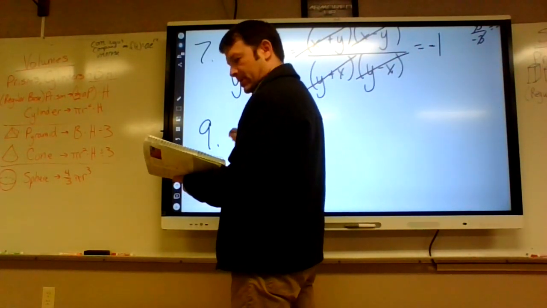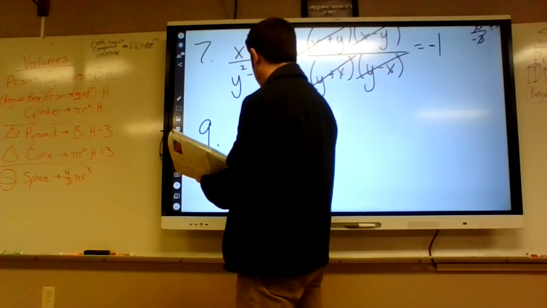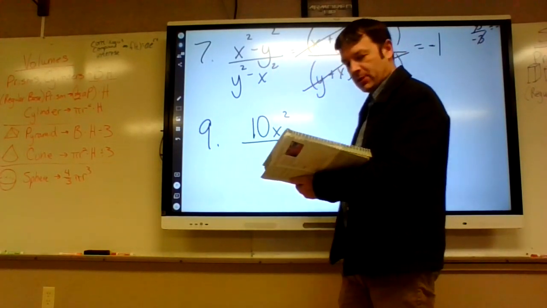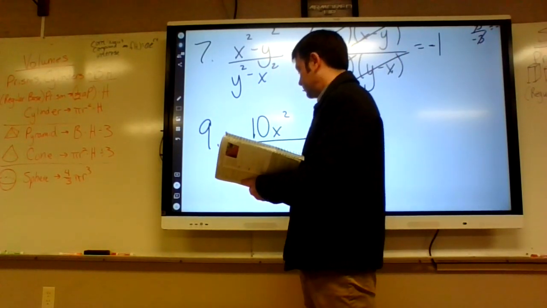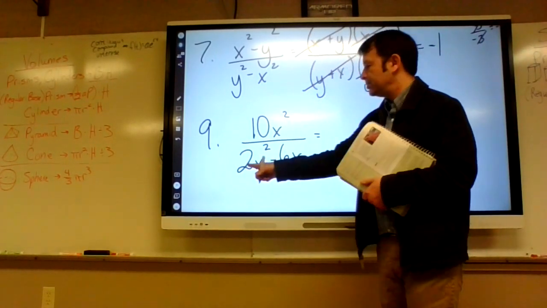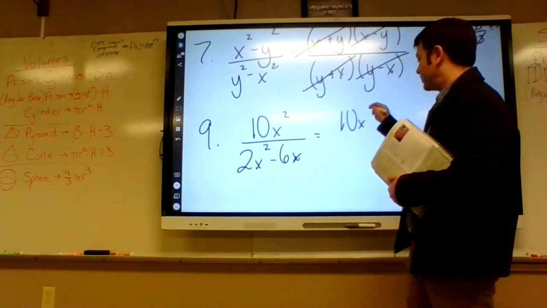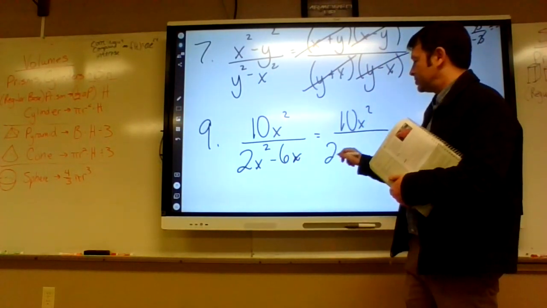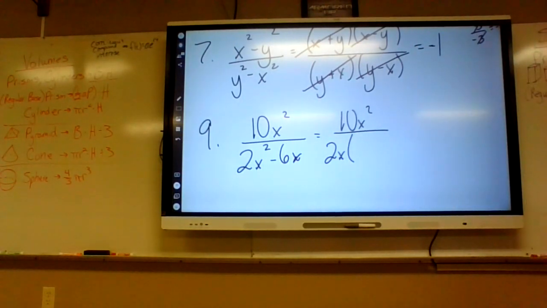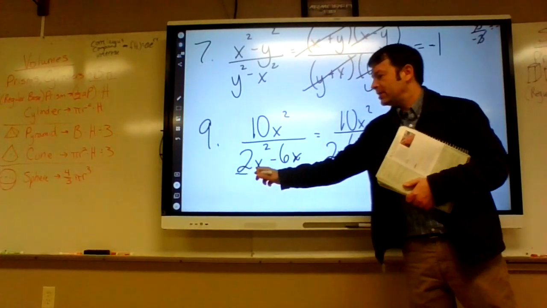Okay, on number 9, the top term, there's just one term, so we can't do anything to the top. What can we do to the bottom? Take out a 2, yeah, from both of these, and an x. The top stays the same for now. The bottom, a 2 and an x can come out. What am I left with if I divide this by 2x?